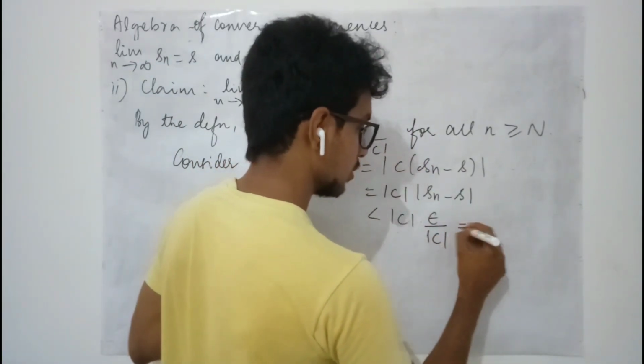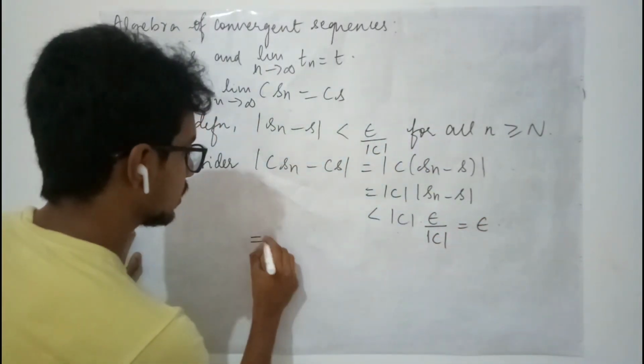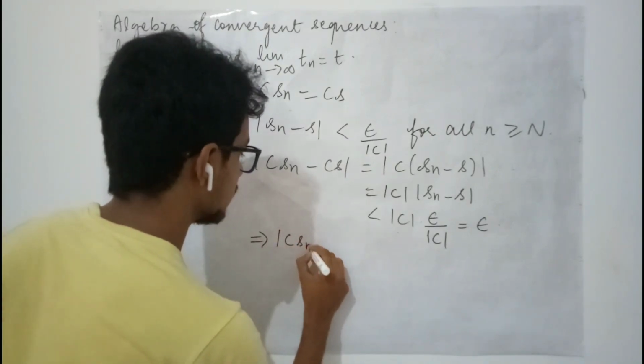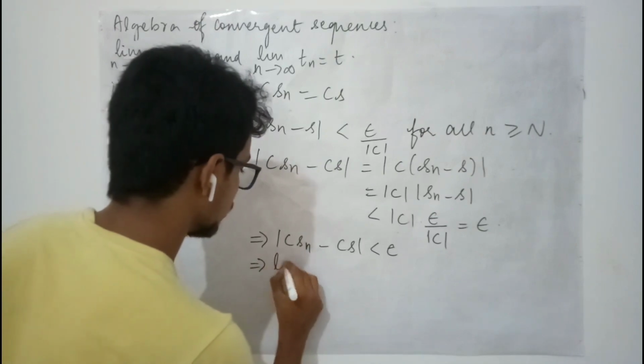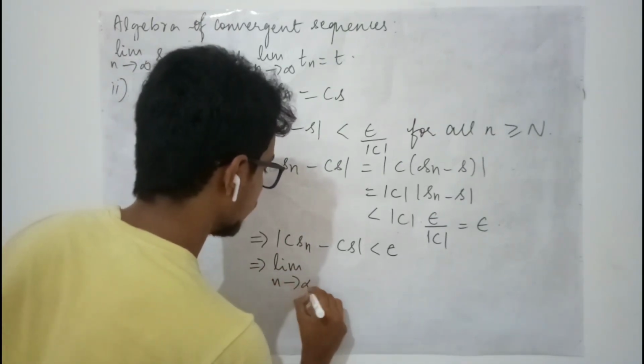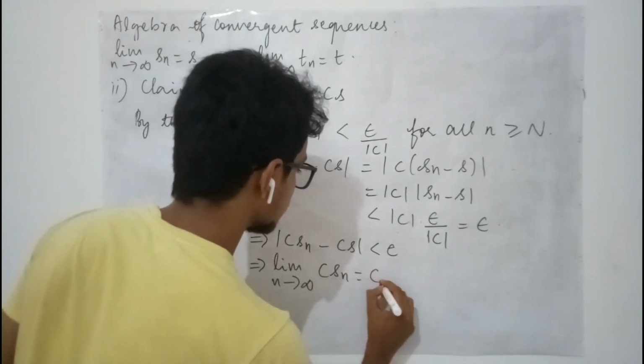So epsilon, which gives you what? Absolute of C Sn minus C S is less than epsilon. This tells you the limit as n tends to infinity of C Sn is C S.